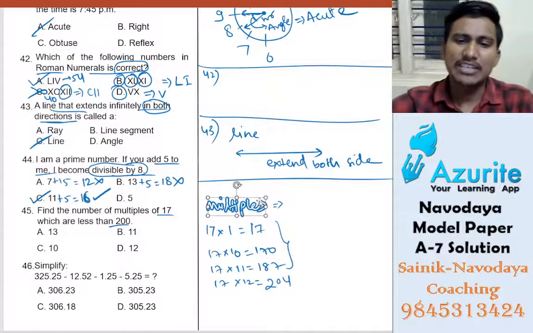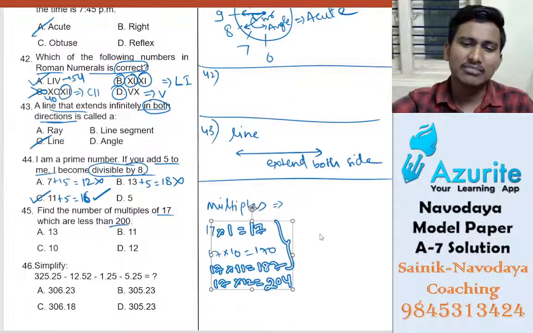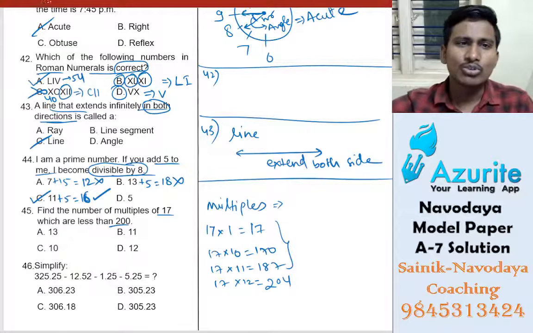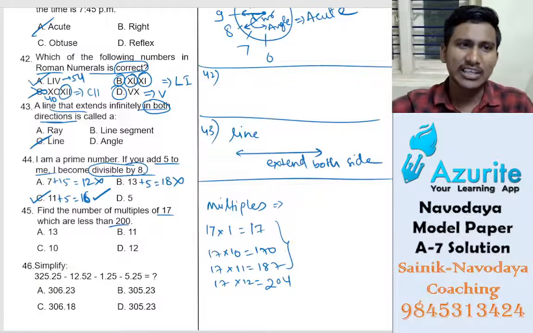So if you multiply the 17 table: 17 tens are 170, 17 11s is 187, 17 12s is 204. This will go more than 200. So that is why it's not possible. So we have to take till 11s. So 11 is the answer.